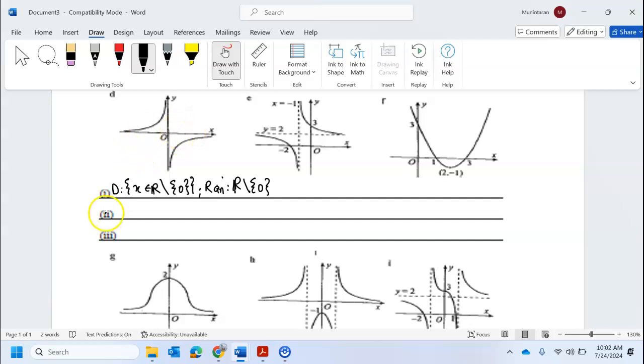X-intercept, y-intercept, there is no x and y-intercepts, no x-intercepts, and also no y-intercept. Is it a function? Answer should be yes, because if you run the ruler, it just intercepts once.